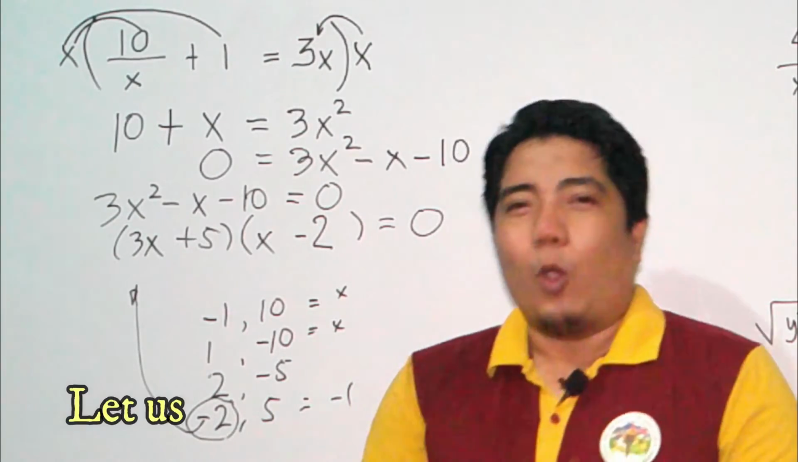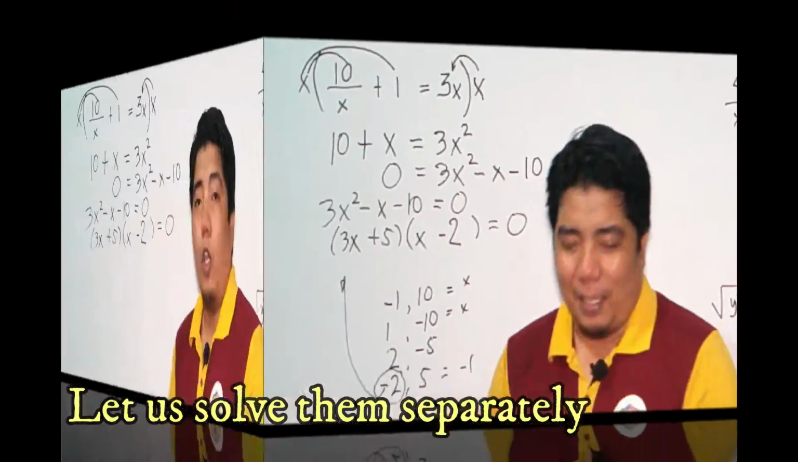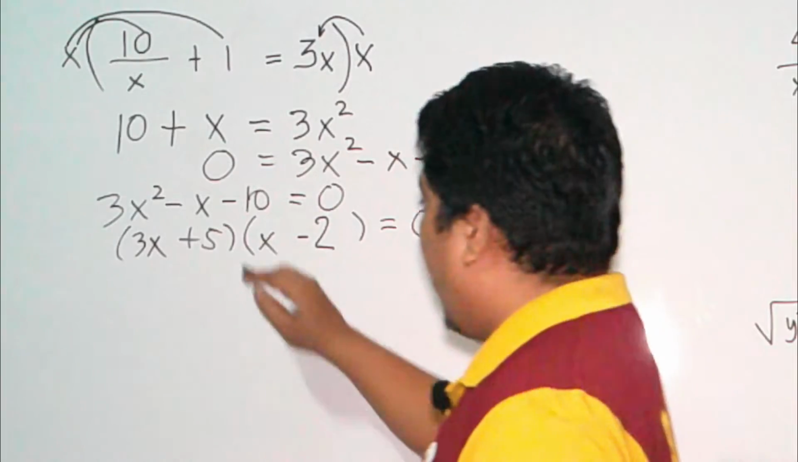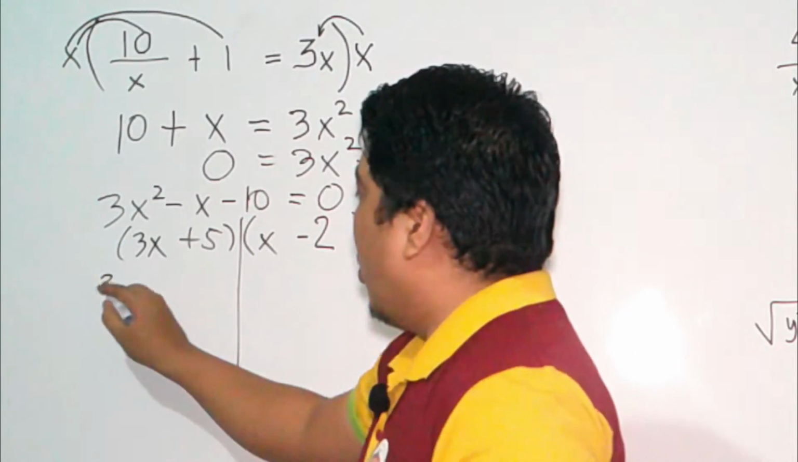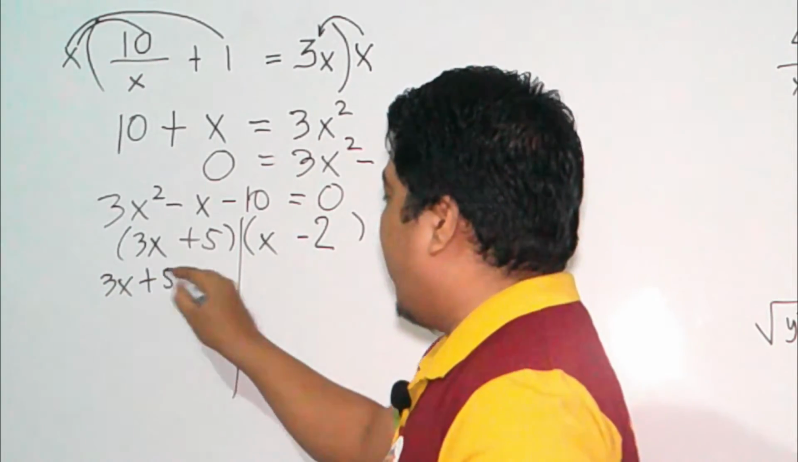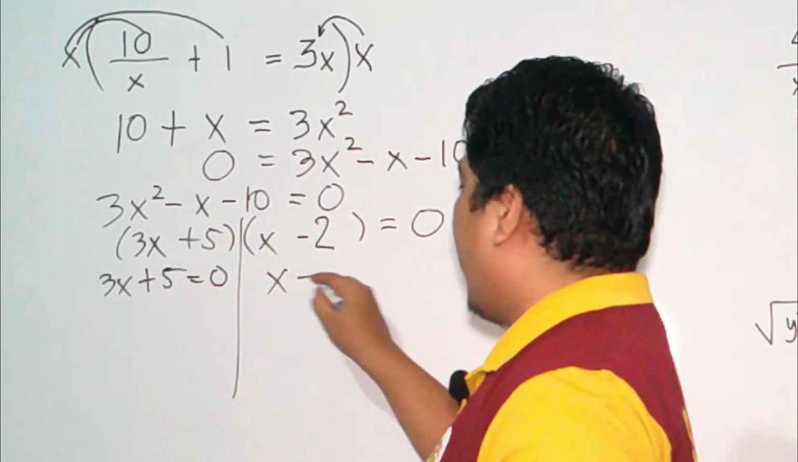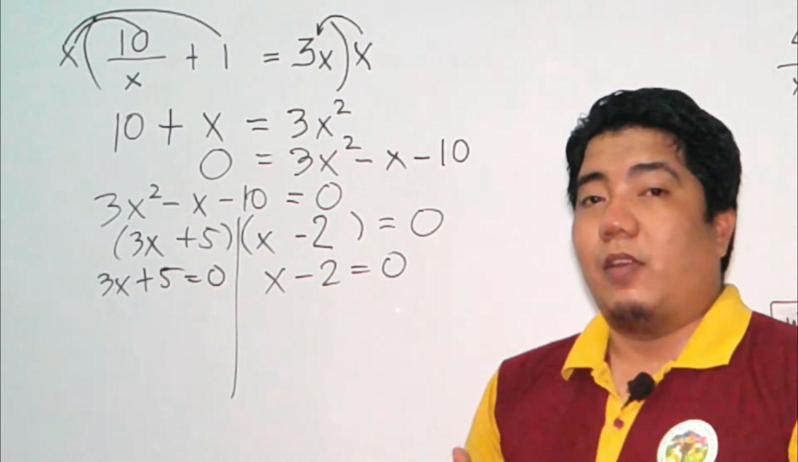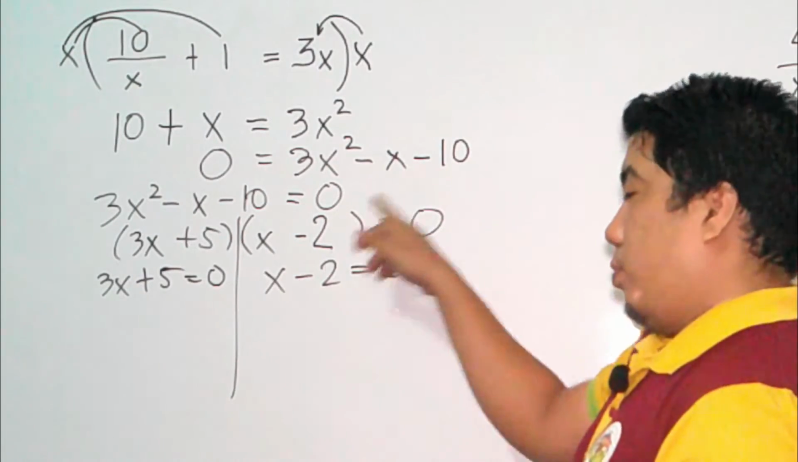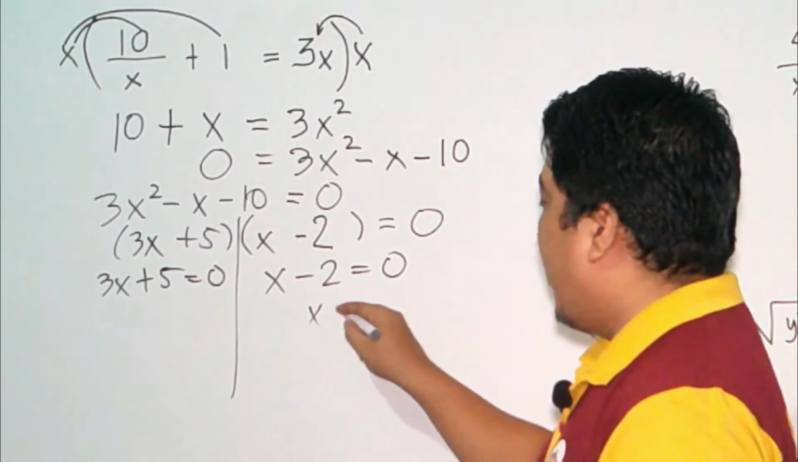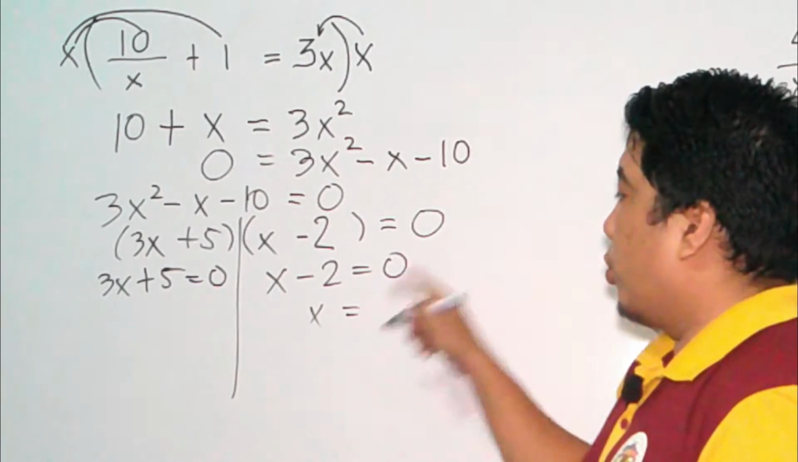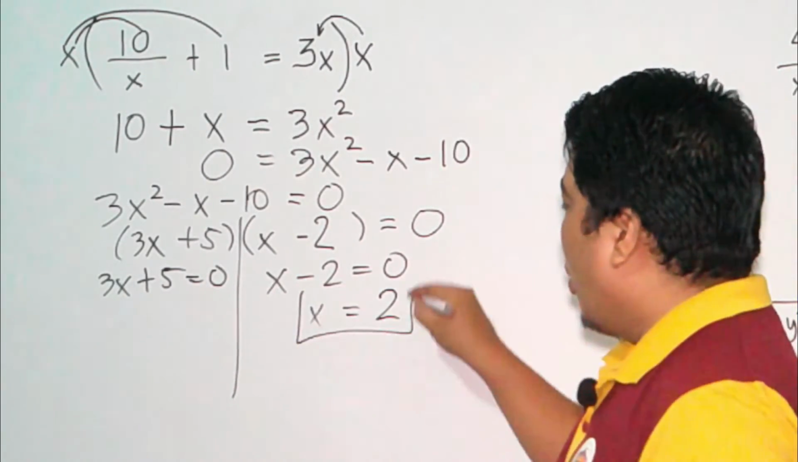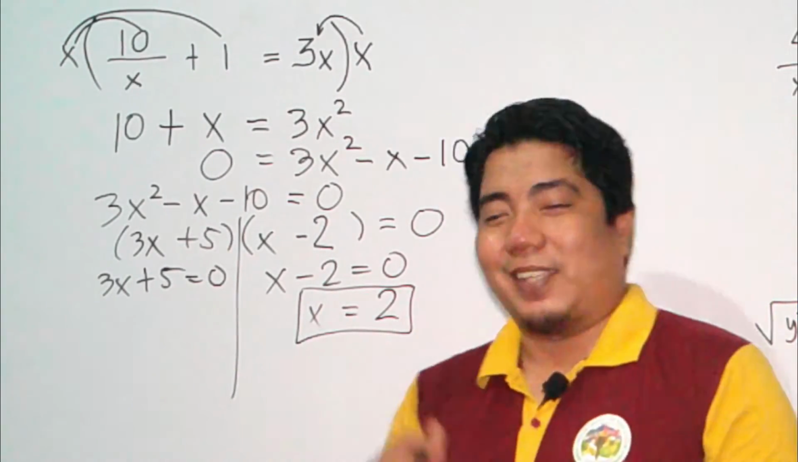Now, what's next? We will solve them separately. So, by solving them separately, we just make one line here. We put 3x plus 5 equated to 0 here, and we have x minus 2 is equal to 0 there. What we do is we isolate the value of our x. So, we transpose our negative 2, giving us 0 plus 2, that is positive 2. We have our first value of x.